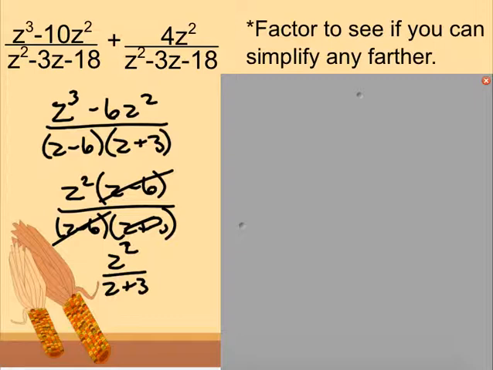Now I have an actual variable in the denominator, which means I need to exclude a certain value that makes the denominator 0. So z cannot equal negative 3. We have to exclude that value.